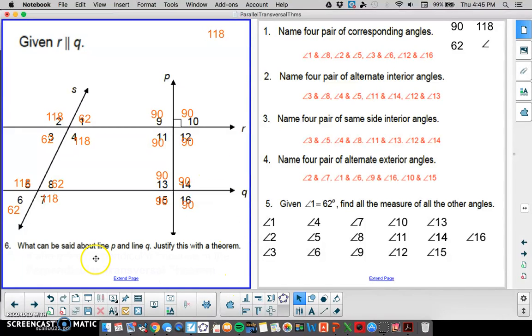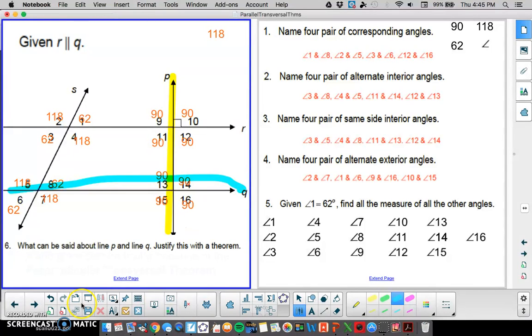Then I have question 6. What can be said about line P and line Q? Okay, well, here is line P. Here is line Q. Let me draw that a little better.